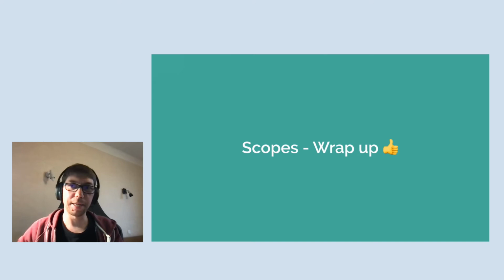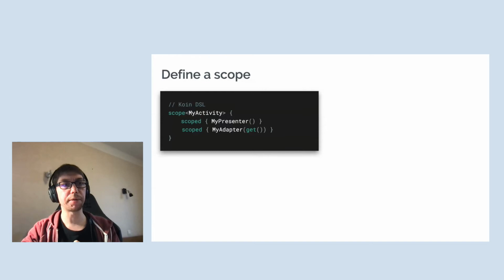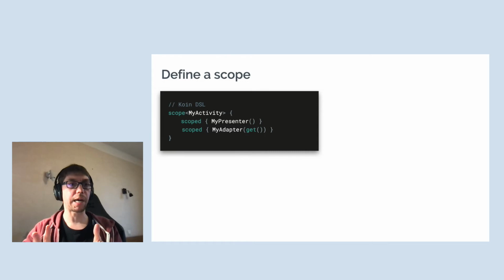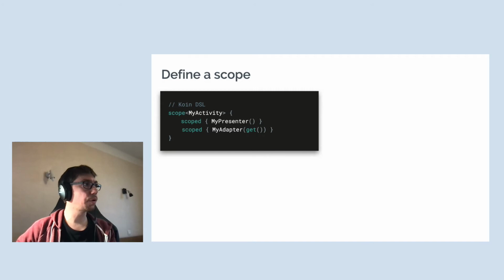Yeah, scopes. I believe it's a hard topic, as I was saying. Let's wrap up a bit. How do you define a scope in Koin? It's just a dedicated section for the given type, where you declare components that will be held for this duration of time. Here we want to declare things inside the scope of my activity. You can avoid using scopes if you are just using factories. You can, but then you won't be able to refer to the same instance around in your components.